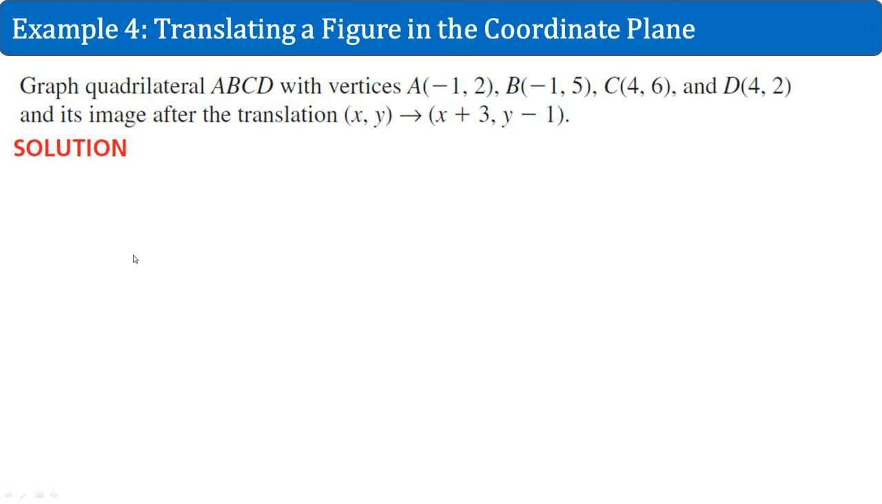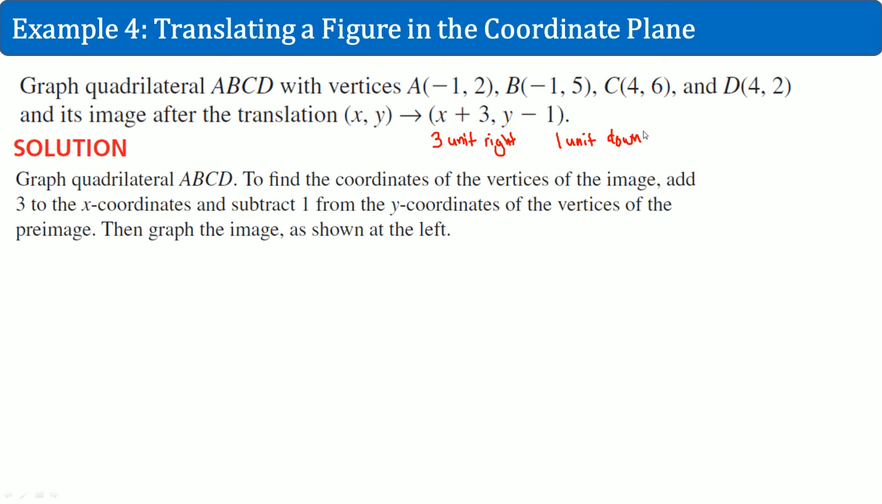Example 4. Translating a figure in the coordinate plane. You're going to graph ABCD with these vertices and its image after translation following this rule: (x + 3, y - 1). Please understand that the x + 3 refers to 3 units to the right, and the minus 1 refers to 1 unit down. Let's look at the solution.